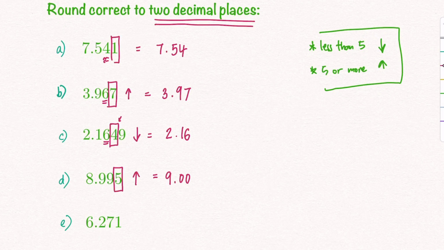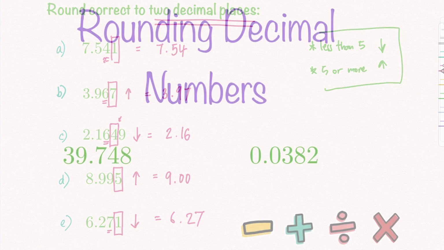Here is my last question for the day. We're rounding E, 6 and 271 thousandths to 2 decimal places. So we're cutting here. And the digit after the 1 being rounded is a 1. So we need to round down. So this one becomes 6 and 27 hundredths.